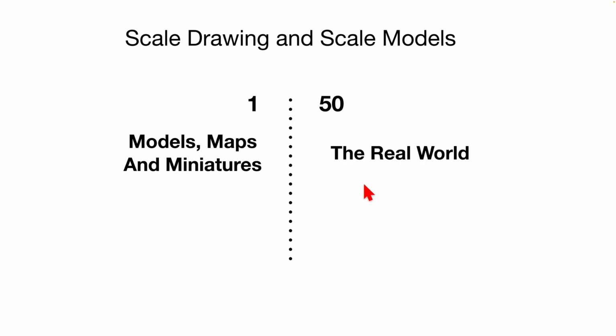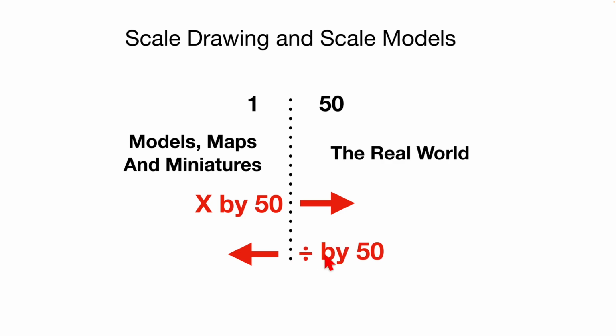is the real world. Everything on this side is 50 times bigger than this side, and everything on this side is 50 times smaller than this side, which means that if we want to go from models to the real world, we've got to multiply lengths by 50. And if we want to come from the real world down to models and miniatures, we need to divide by 50. That's because the ratio is 1 to 50.